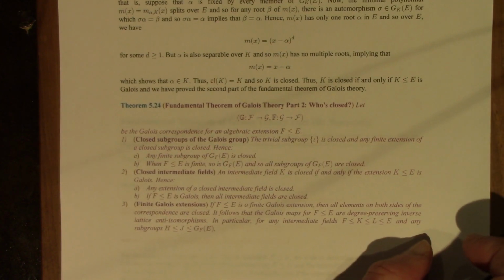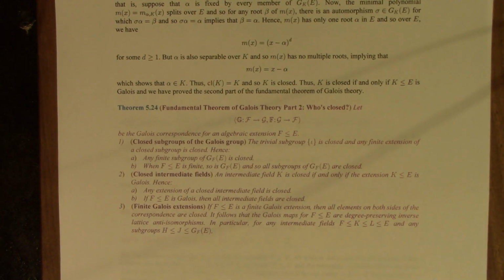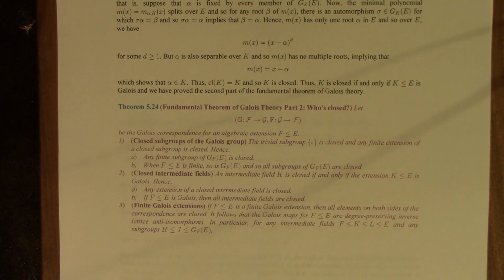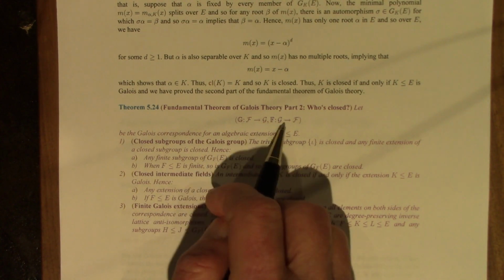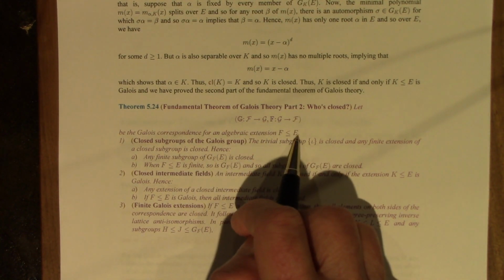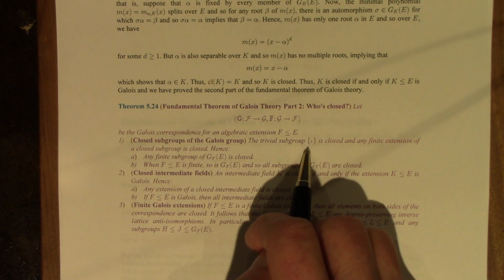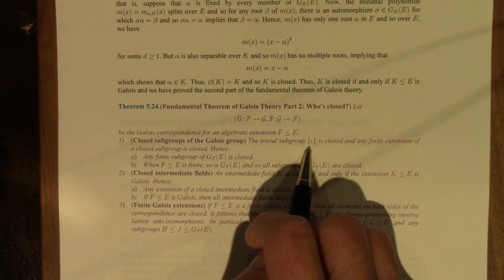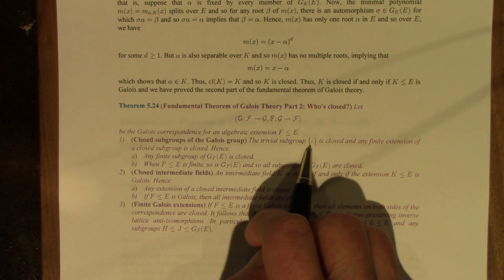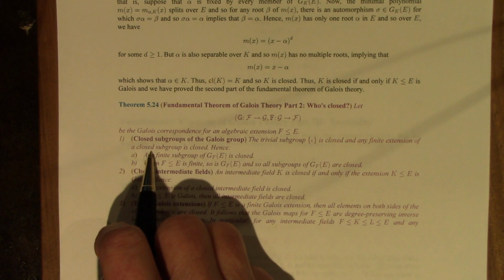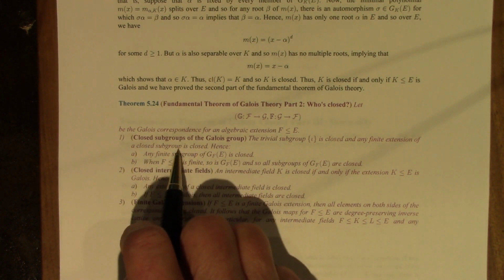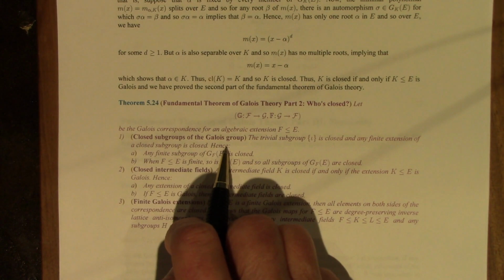And we have all the details we need for the second part of the fundamental theorem of Galois theory, who's closed. We have Galois correspondence for an algebraic extension. As to the closed subgroups of the Galois group, on the group side, of course the whole Galois group is closed. The trivial subgroup is closed, and any finite extension of a closed subgroup is closed.